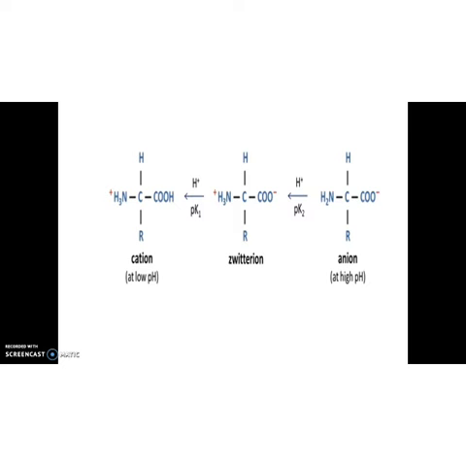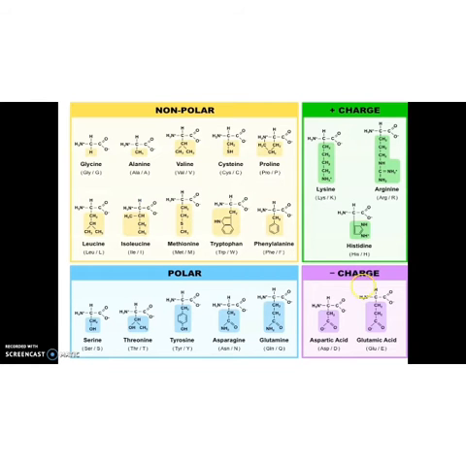But based on the number of amino and carboxyl groups, there are acidic, basic and neutral amino acids. See, here you can see aspartic acid and glutamic acid. These are acidic amino acids, and examples for basic amino acids are lysine, arginine and histidine, and valine is a neutral amino acid because it is non-polar. These are non-polar amino acids. Clear children? Similarly, there are aromatic amino acids such as tyrosine, phenylalanine and tryptophan.